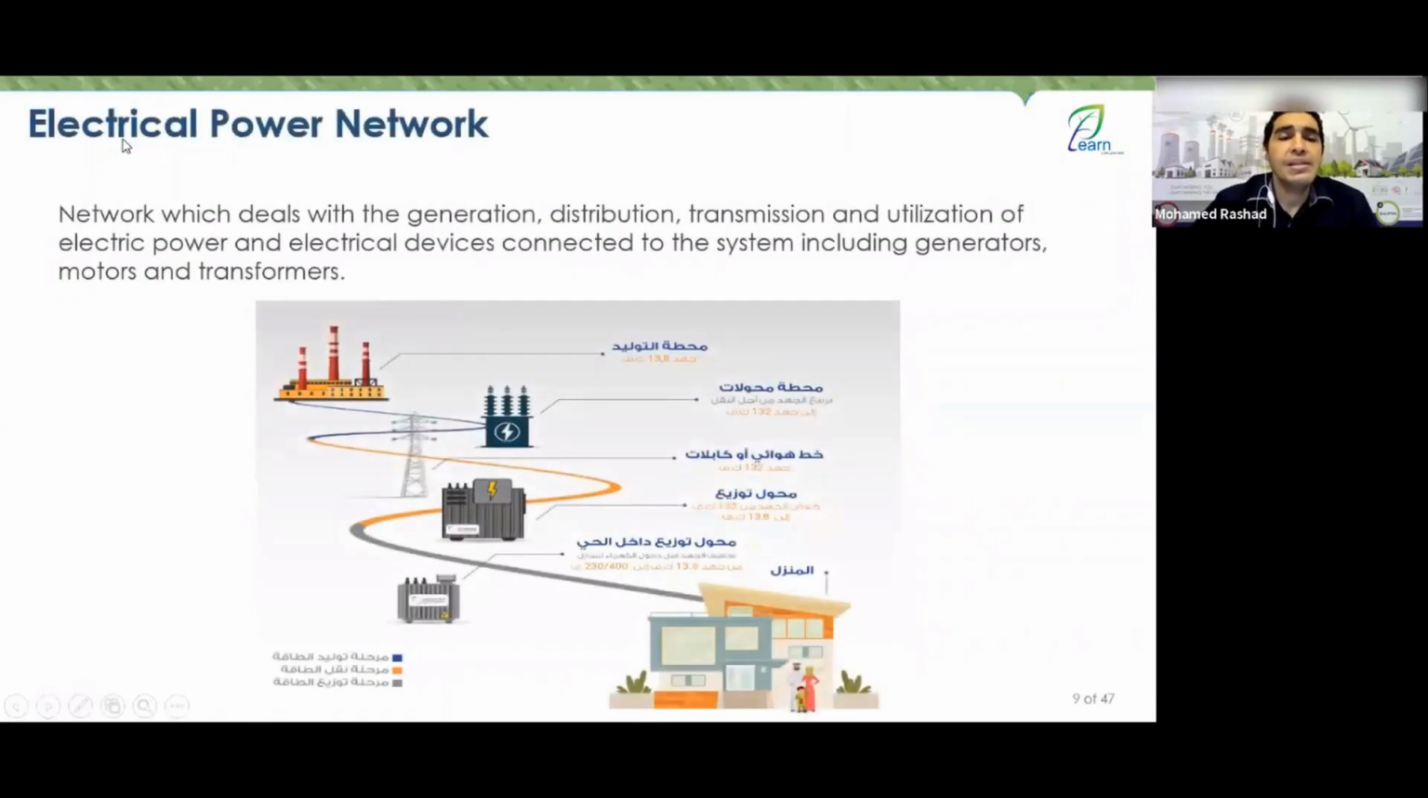So here we said that this network is what deals with generation, transmission, distribution, and utilization of electrical power and electrical devices connected to the system, including generators, motors, transformers, and others, electronic usage, and others. Of course, this is a diagram from the Saudi Electricity Company, which is the national electricity company here.